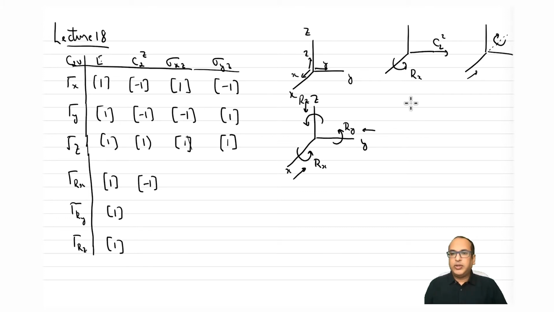Okay, now let us look again at C2Z, but for RY. So this is the original RY. This is my XYZ. Now if I do a C2Z operation, this vector will move over here, right? This will come over here.